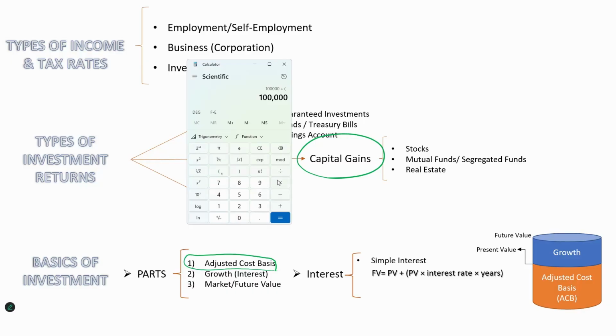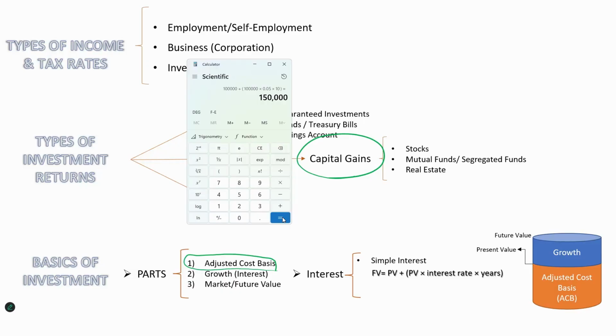$100,000 multiply. What is the interest rate? We said, for example, it's 5%. And let's say we're going to look at it for the next 10 years. So the total is going to be $150,000. So if I invest in a simple interest investment, putting $100,000 with 5% interest rate, I'm going to have $150,000.